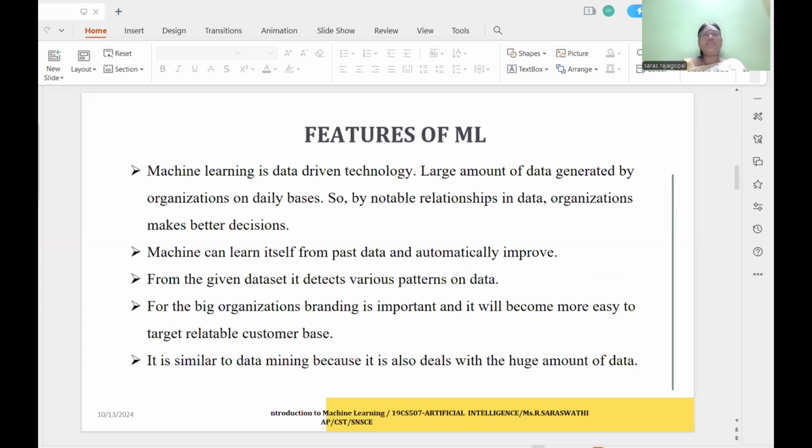These are some of the features of machine learning. Machine learning is mainly based on data-driven technology. Here, a large amount of data is generated by organizations on a daily basis. Machine learning can learn by itself from the past data and automatically improve. From the given dataset, it detects various hidden patterns in the data. For a big organization, branding is important, and it becomes easier to target a relatable customer base. It deals with a huge amount of data.